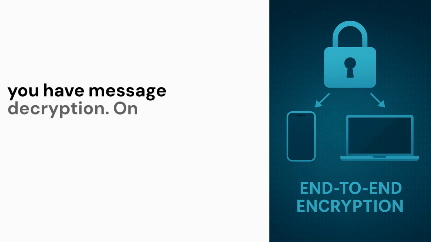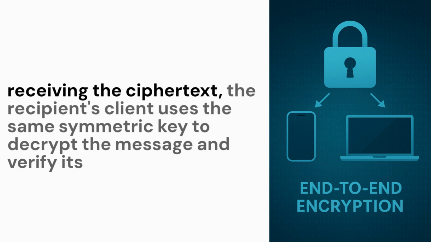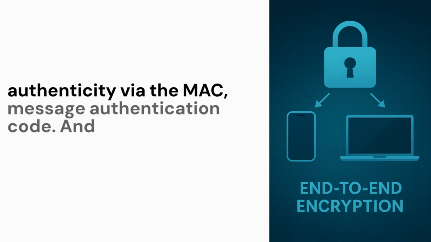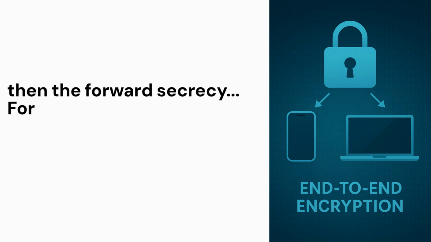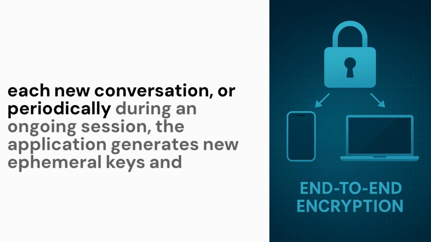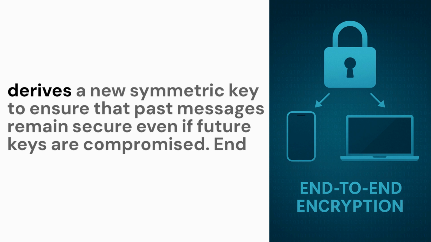Then you have message decryption. On receiving the ciphertext, the recipient's client uses the same symmetric key to decrypt the message and verify its authenticity via the MAC, message authentication code, and then the forward secrecy. For each new conversation or periodically during an ongoing session, the application generates new ephemeral keys and derives a new symmetric key to ensure that past messages remain secure even if future keys are compromised.